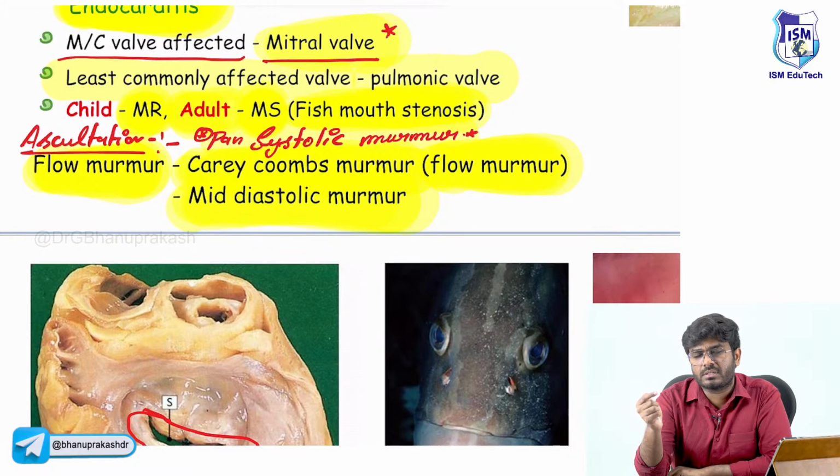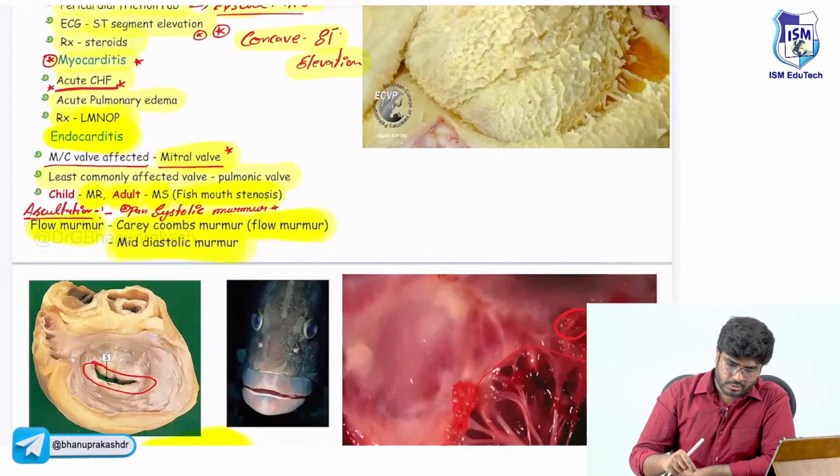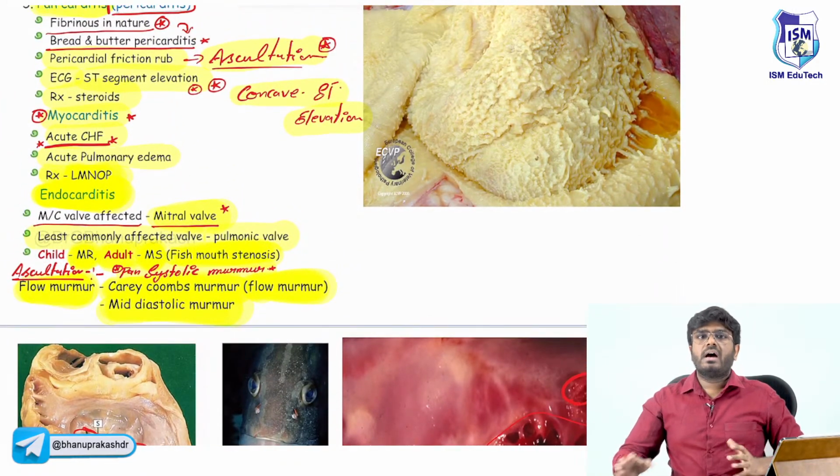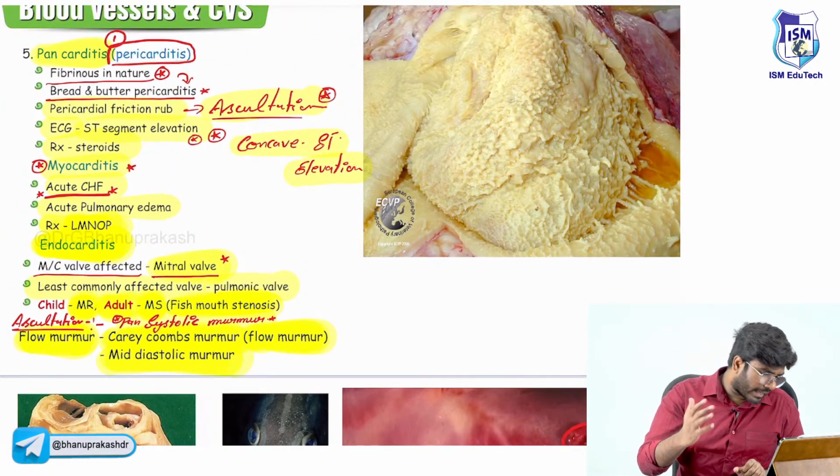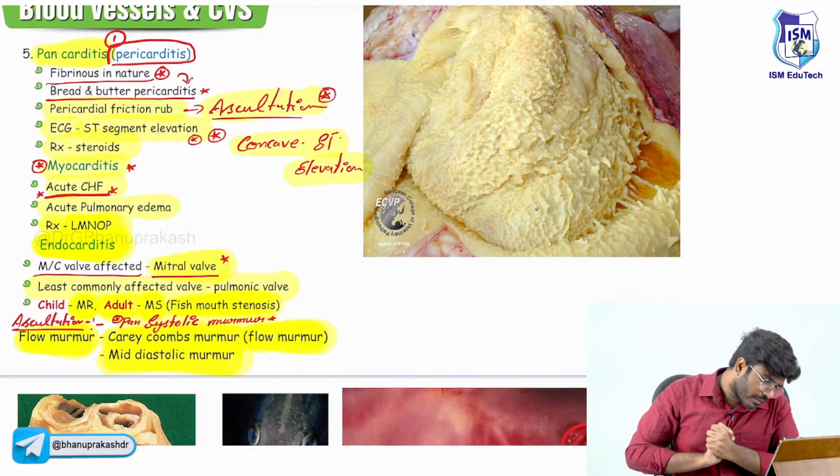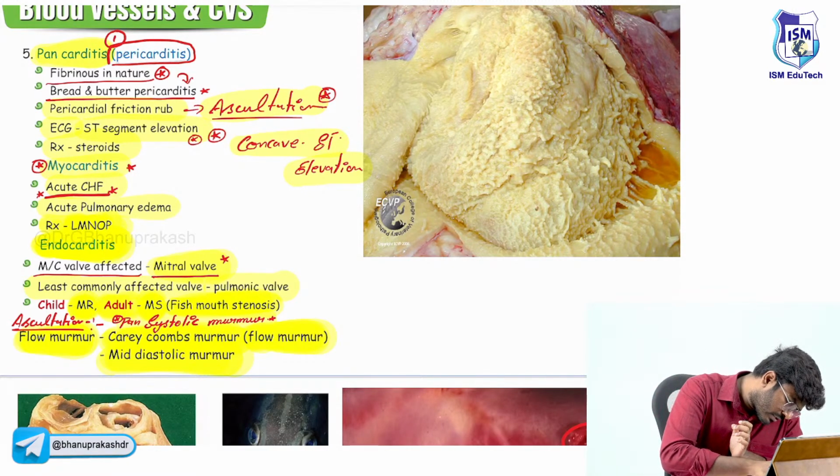Mid-diastolic murmur, sir. In many of the exams this question was asked: Carey-Coombs murmur is seen in rheumatic heart disease. Is it a systolic murmur or diastolic murmur? It's a diastolic murmur, sir. It's a mid-diastolic murmur. That's the best option. Okay, so what have we seen? Heart involvement, just as a recap, guys. Come on, any doubt?